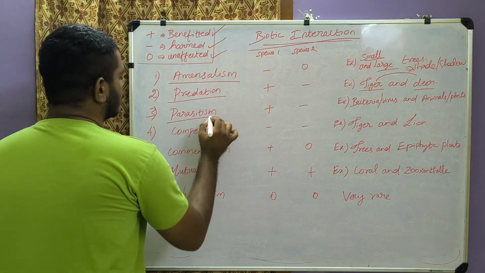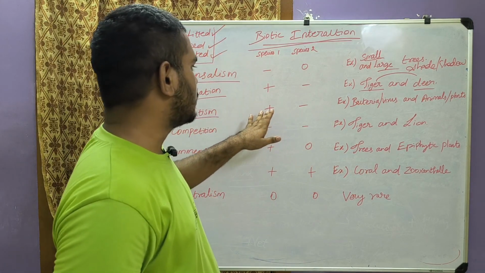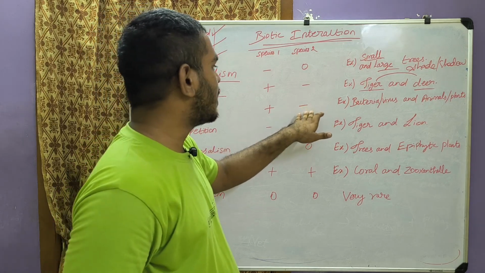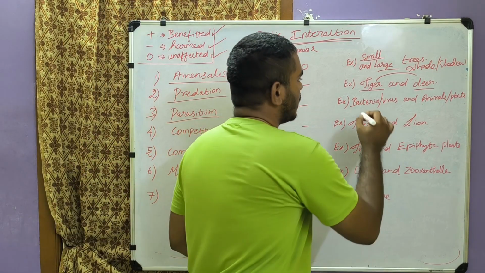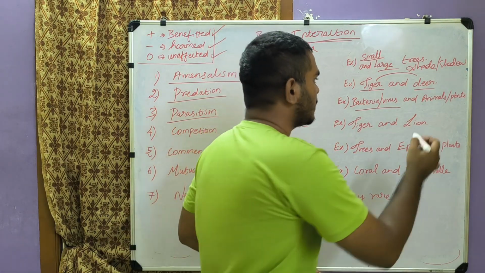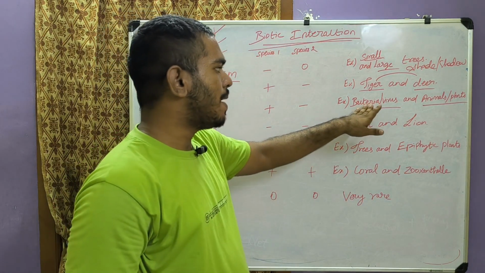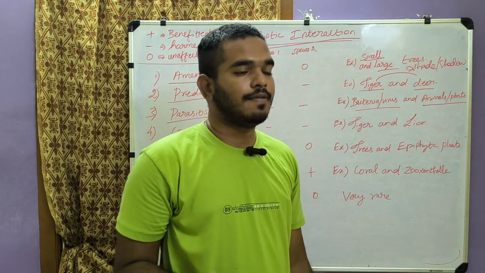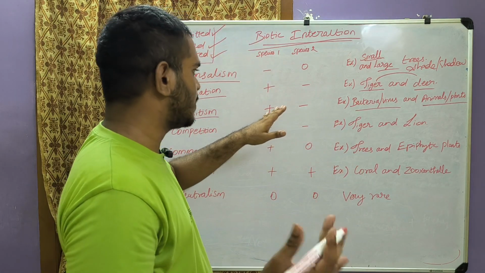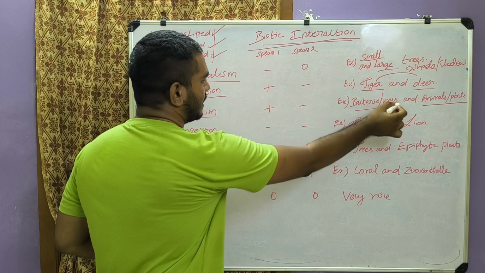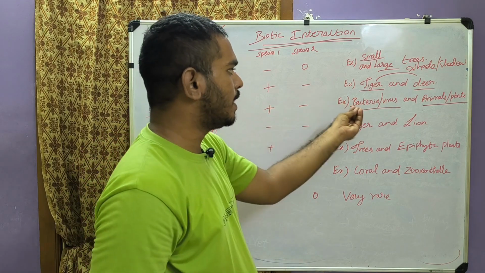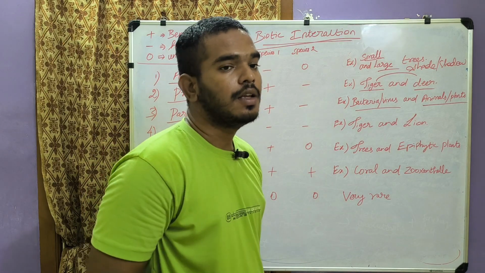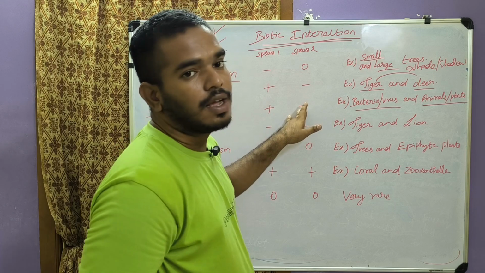Third one is parasitism, where one species will get benefited and another species will get harmed. Take for example bacteria or viruses and animals and plants. Bacteria and viruses grow in the body of an animal or plant, which acts as a host for them. So the bacteria and virus get benefited because they get food from the animal or plants, and the animal and plants which act as a host will get harmed.